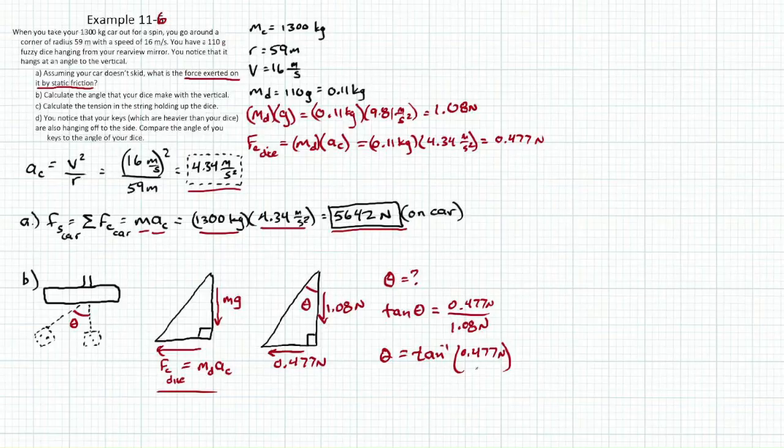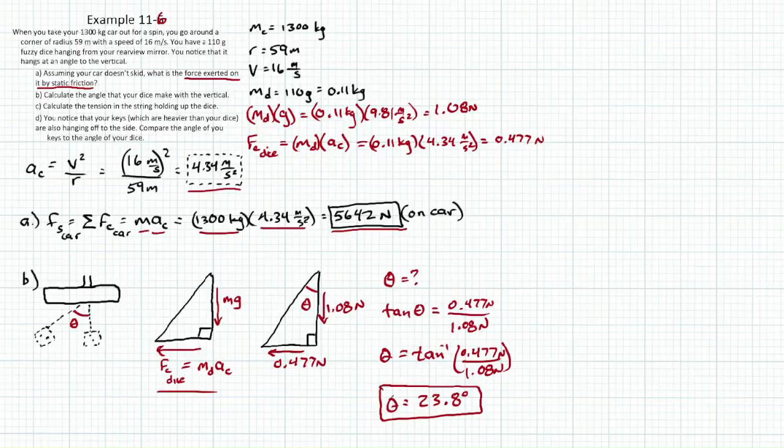0.477 divided by 1.08. And that would tell us that theta should be 23.8 degrees. I can do better than that. 23.8 degrees. Okay? There we go. There we have it. That's our answer to B right there. And I will box that. And we'll move on to C.